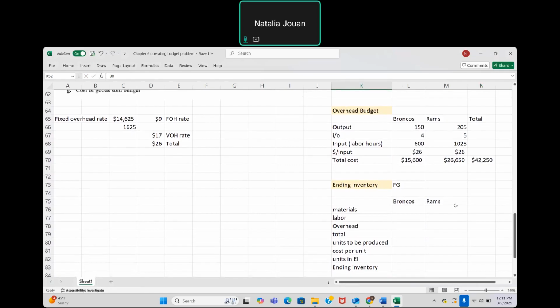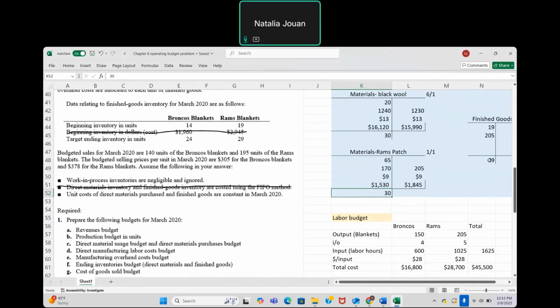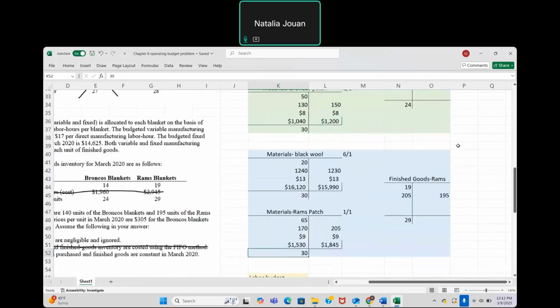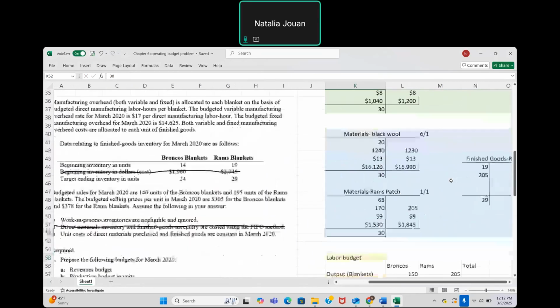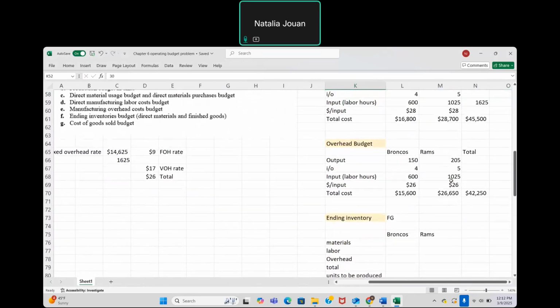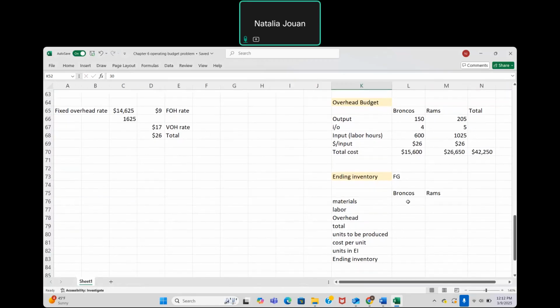For us to figure out what the value of ending inventory is, we need to find out what is the cost per unit. Okay, we already know how many units we have in ending inventory. We have 29 Rams and 24 Broncos blankets. But we need to know what is the cost of each unit. How do we do that? Very simple. We have materials, okay, labor, and overhead.